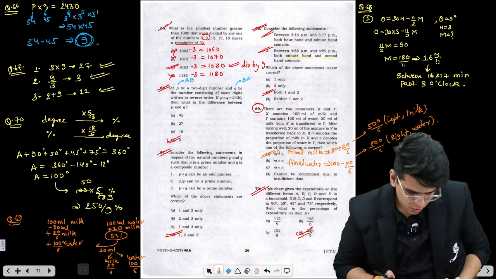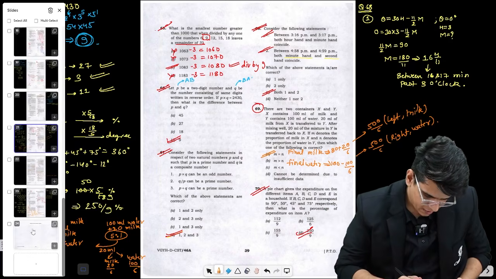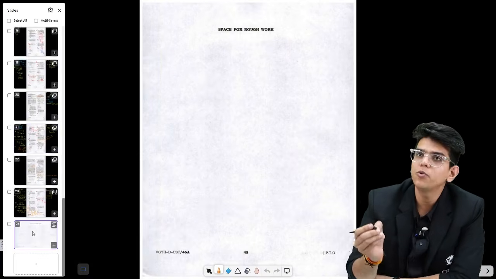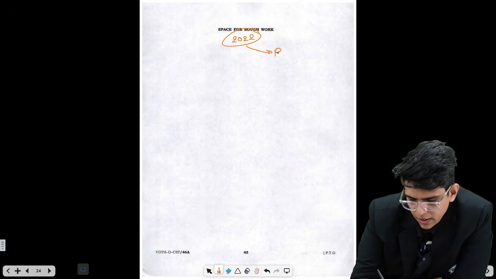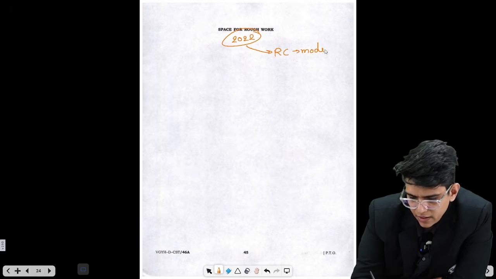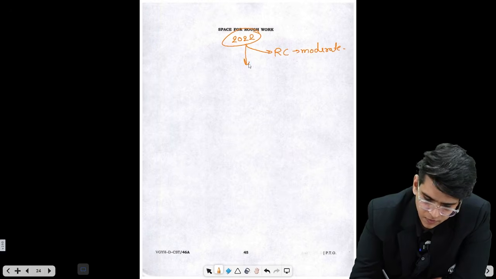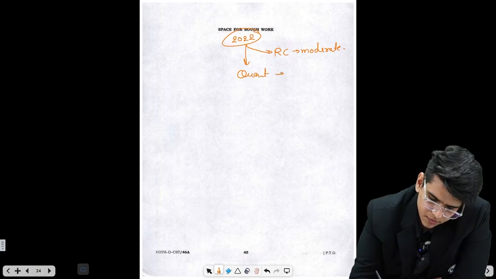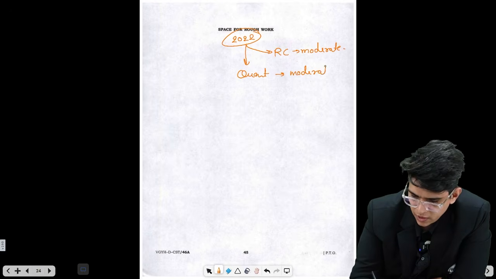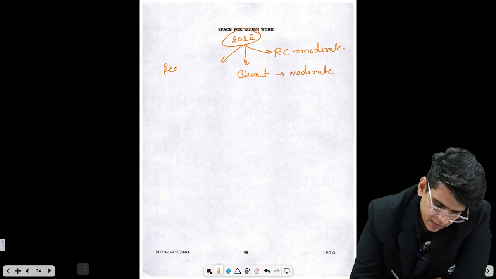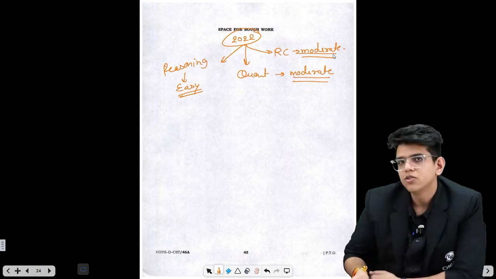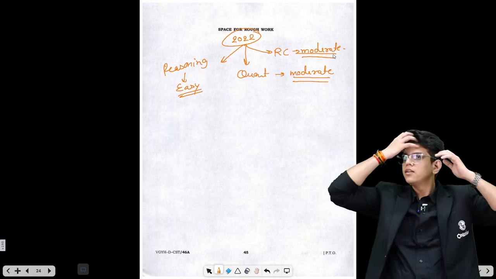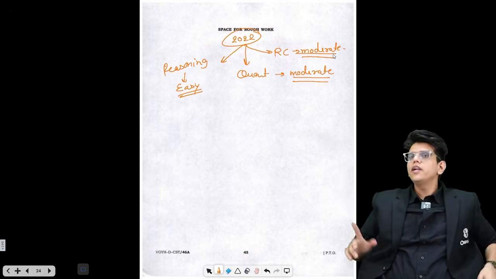Okay. So we have done our paper from 2022. Now for 2022, reading comprehension was moderate, quant was moderate, and your reasoning was easy. Okay, done. So this is how we can solve the question paper from 2022.